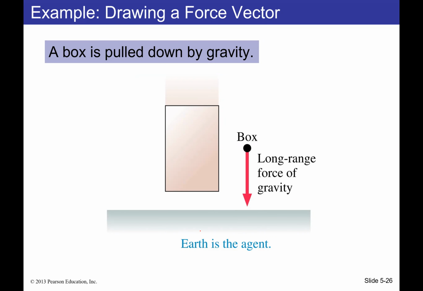Here is an example of a long-range force, gravity. An object falling down. Previously we said, okay, it's in free fall. It's falling down because of gravity acting on it. That's because gravity is a force. The gravitational force, when acting on the object, basically pulls it down. So that's the box, and then the force of gravity, a long-range force, is acting, and Earth is the agent.